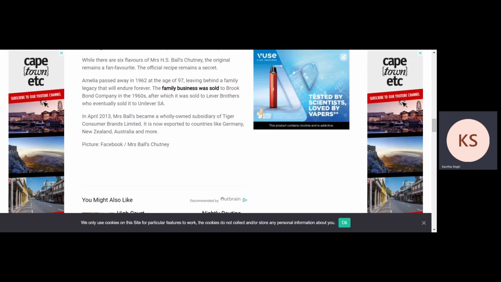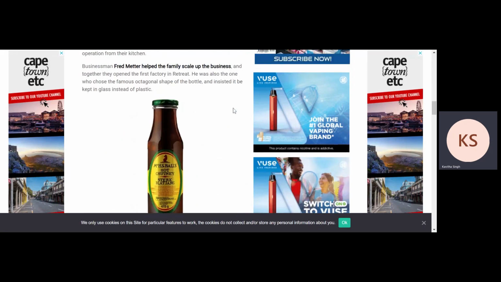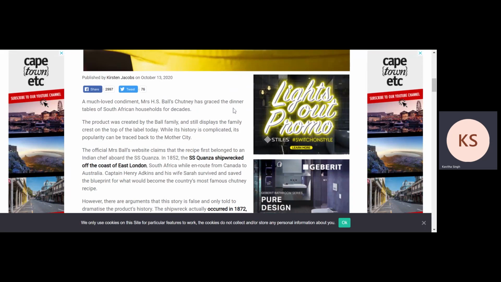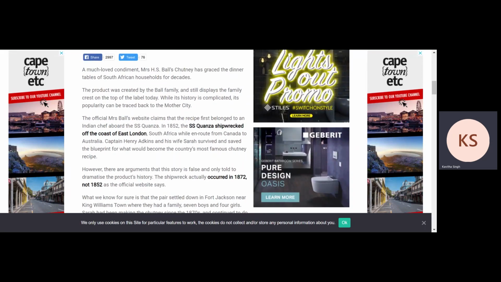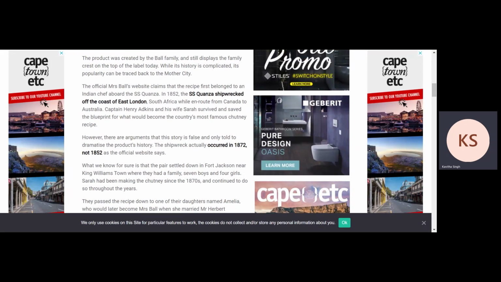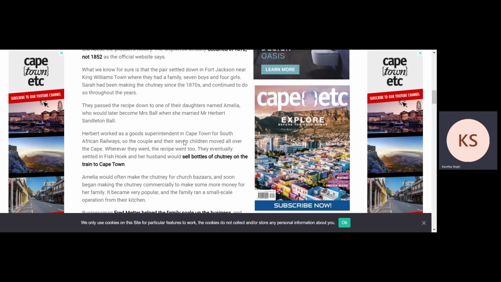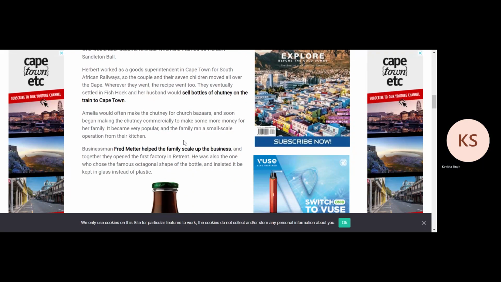There are a couple of fascinating things, right, that we need to draw out from this article that are going to be key takeaways. The first thing is that when you look at the history of the product and where it began, it was a recipe that belonged to an Indian chef. But the thing is, and this is how businesses start, from the smallest and simplest ways. So Mrs. Ball used to make this chutney, and her husband used to sell these in bottles, right?